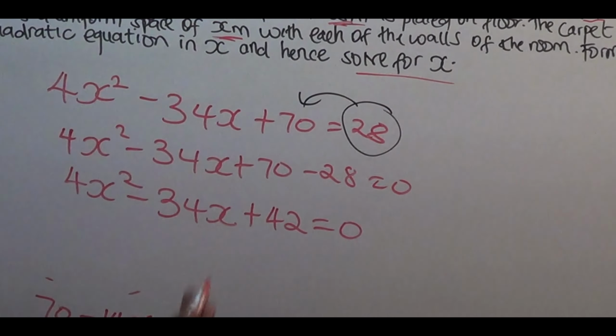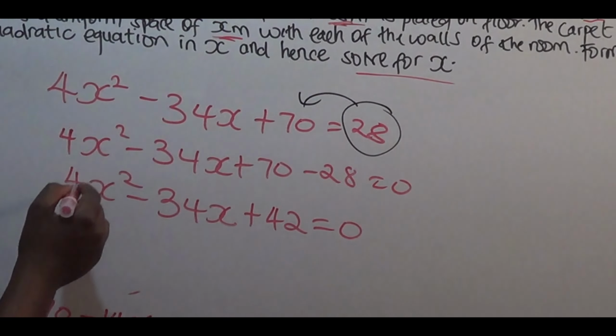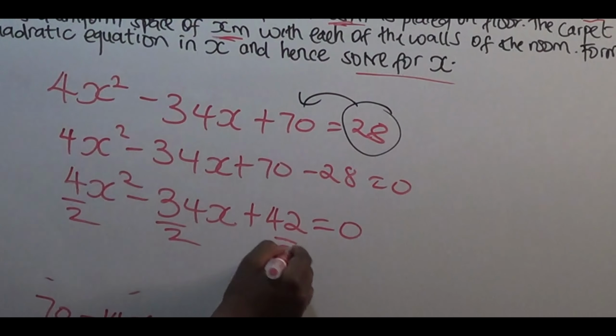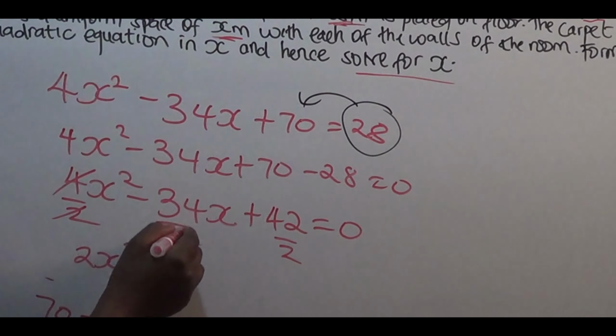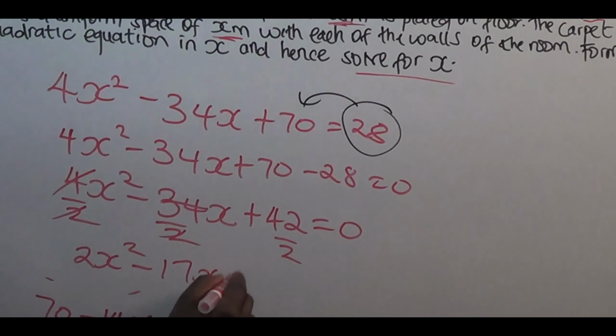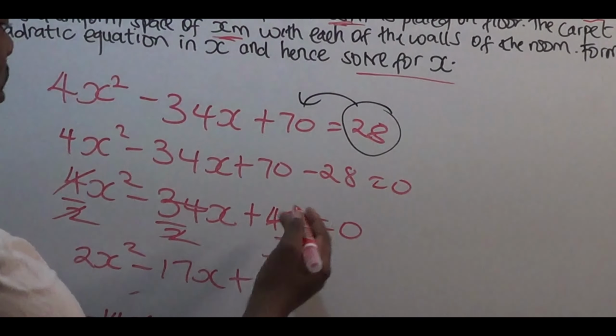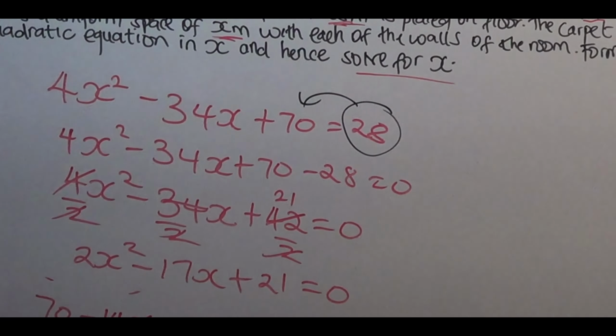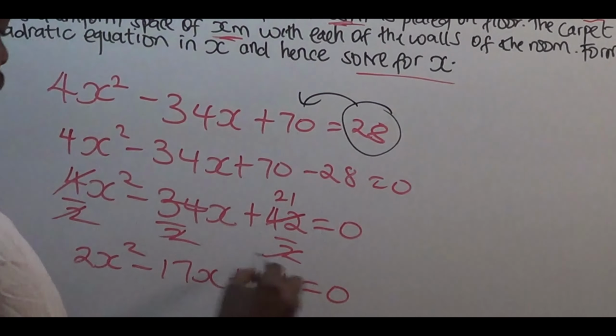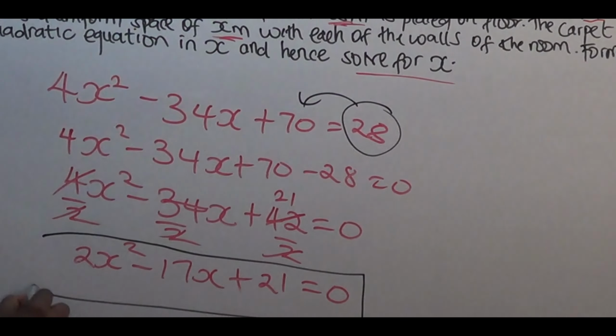So at this point we have the common factor. The common factor is 2. Divided by 2, divided by 2, divided by 2. 2 goes here, 2x squared minus, 2 goes here, 17x plus, 2 goes into 42 how many times? That is 21. 21 equals to 0. So I have formed the quadratic equation. This is now the quadratic equation.